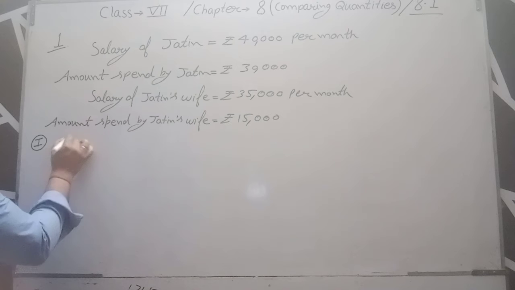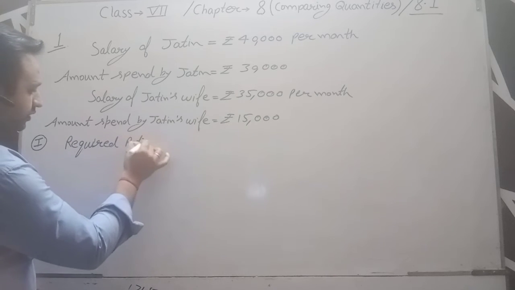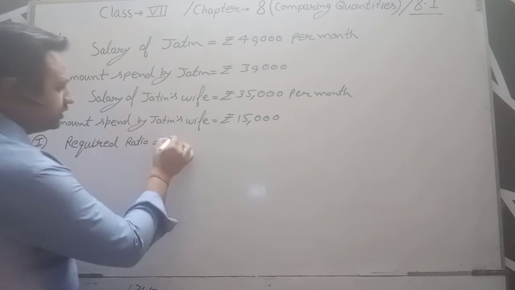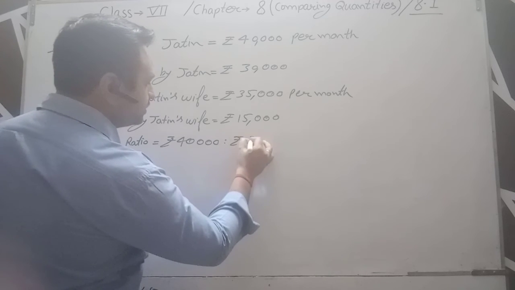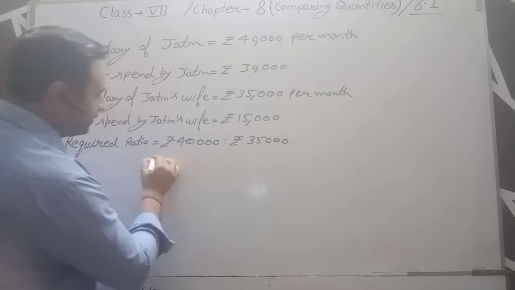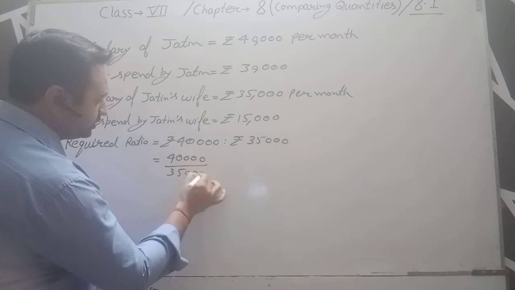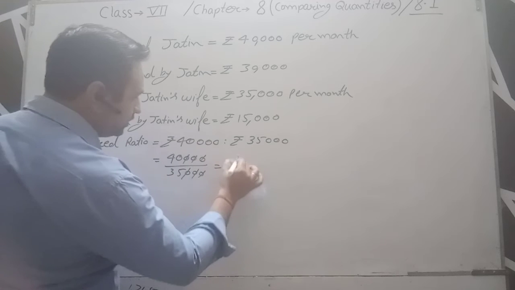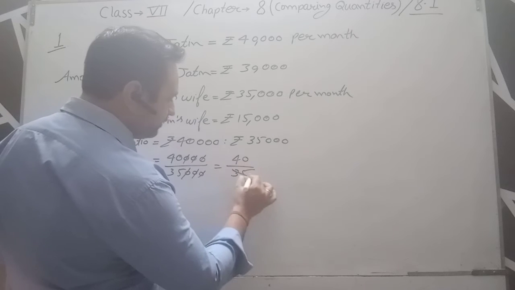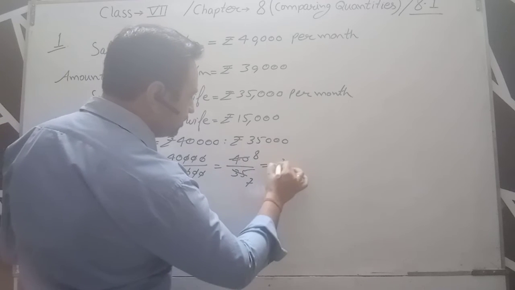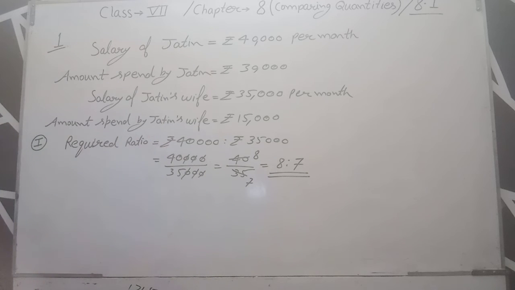So in the first part, required ratio. Firstly we note down Jatin's salary, it means rupees 40,000 ratio rupees 35,000. It means 40,000 upon 35,000, and it is 40 upon 35. Both are divisible by 5. 5 sevens are 35, 5 eights are 40. So the required ratio is 8:7. I hope the first part is clear.